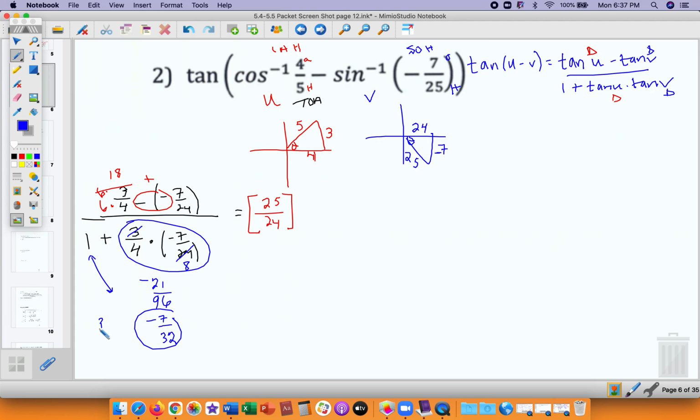So 1 is the same as 32 over 32, and 32 minus 7 over 32 is how we're going to get it. So let's see, we have 32 minus 7, so we get 25 over 32.